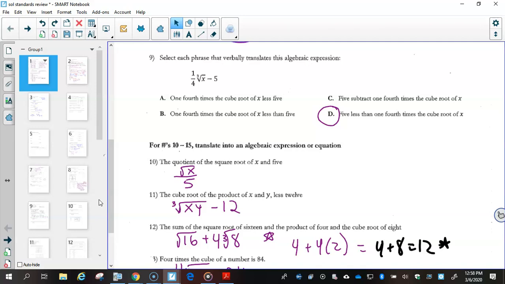Anytime you have the words less than, whatever comes in front will go to the back. But in A, it just says less 5, so that's the same thing as like subtracted by 5.